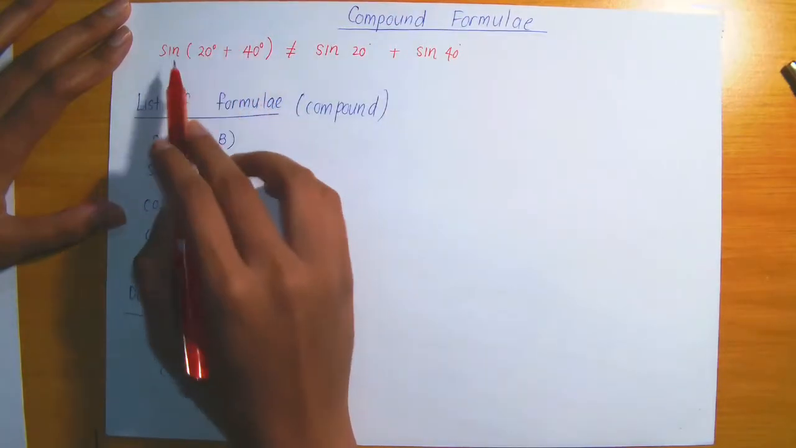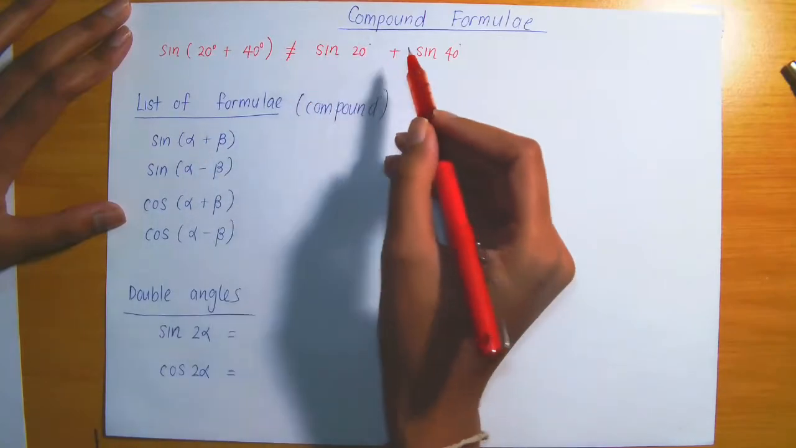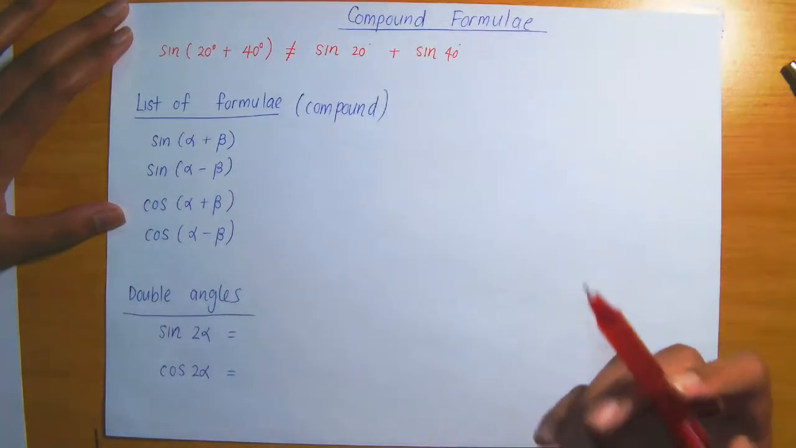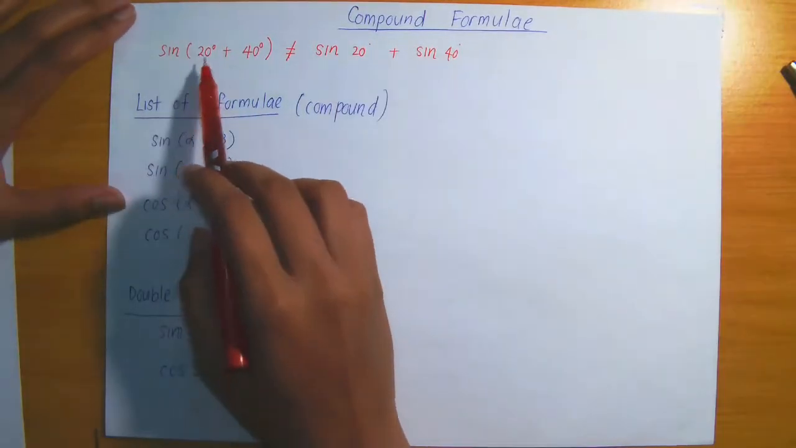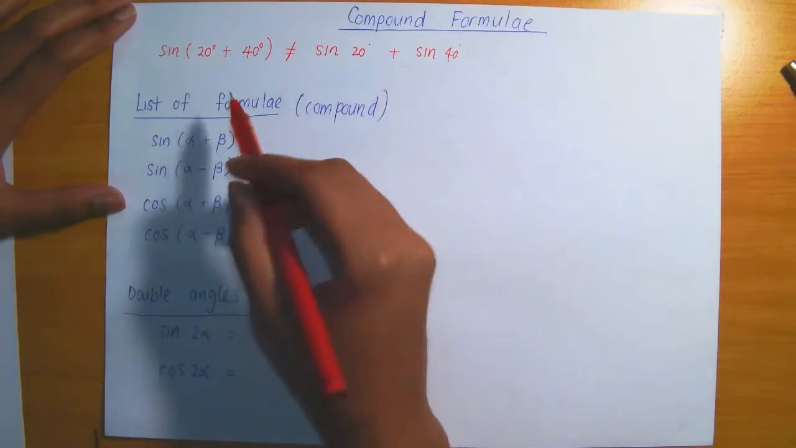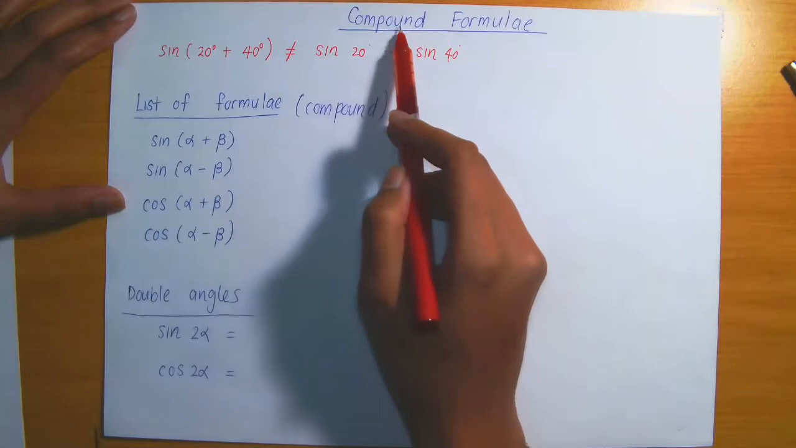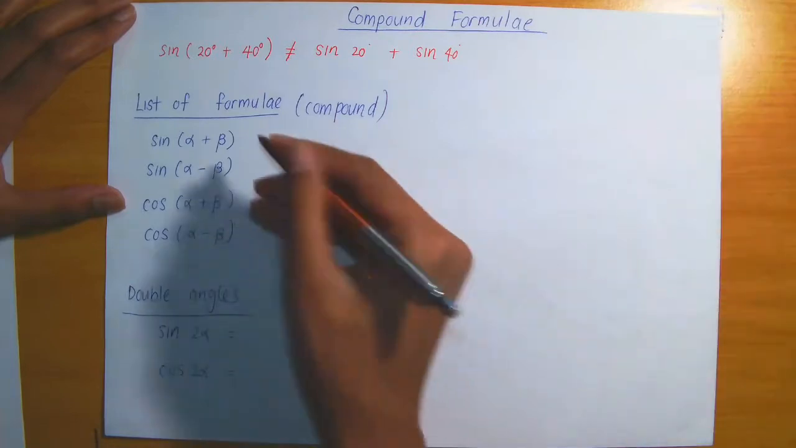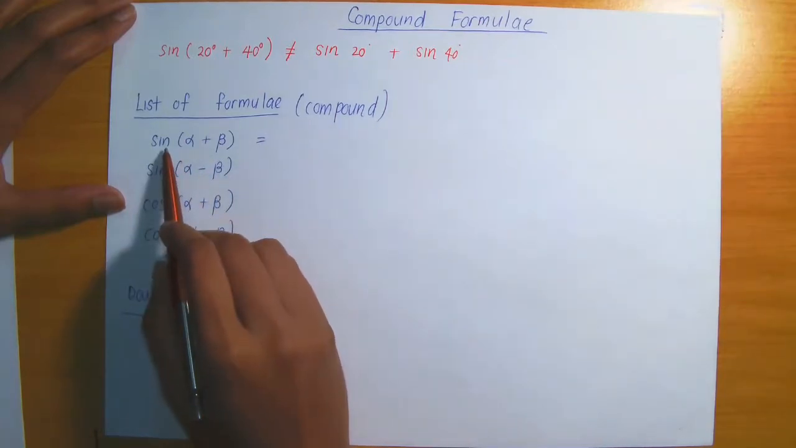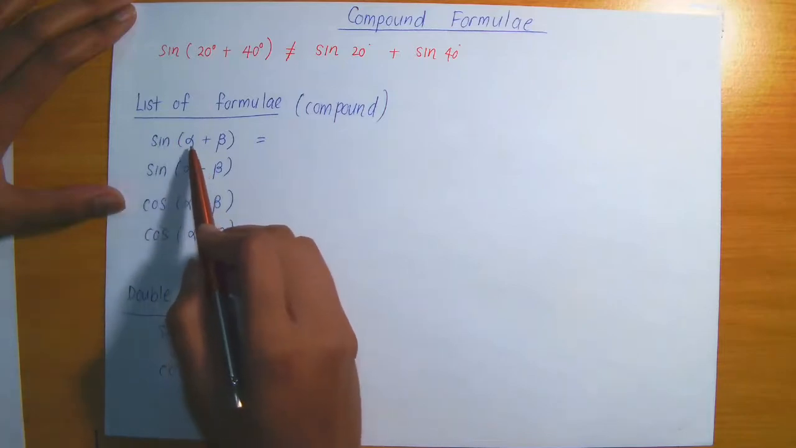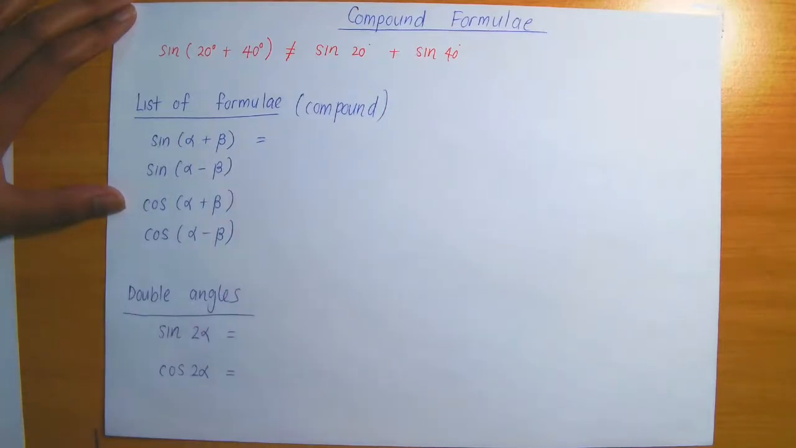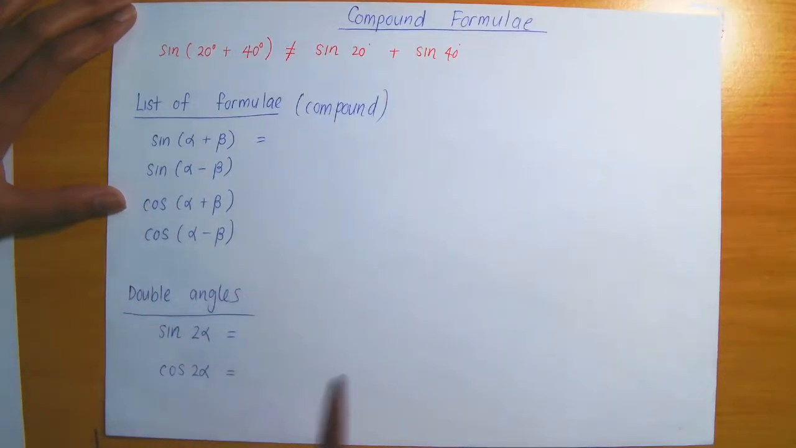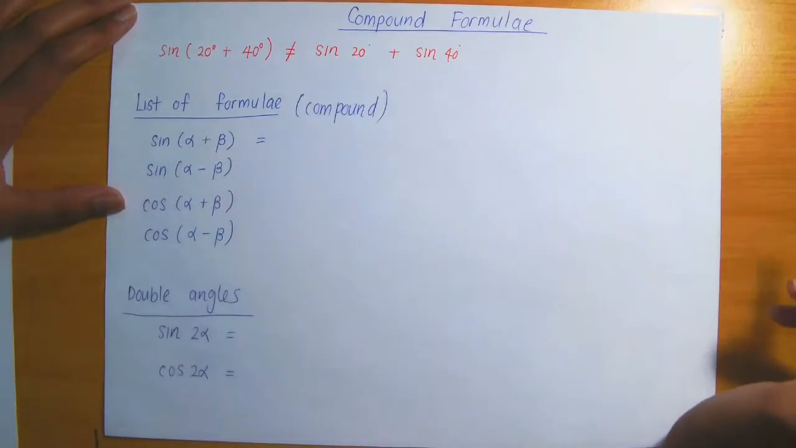So, sine applied to the sum of two angles is not equal to the sum of sine applied to those individual angles. Whenever you have a trig function being applied to the sum or perhaps the difference of two angles, we then call that a compound formula. And in those cases, we have special formulae for each of them. So you could be asked to calculate sine of alpha plus beta or alpha minus beta, where alpha and beta are two angles, or cos of alpha plus beta or alpha minus beta. So either the sum or the difference.